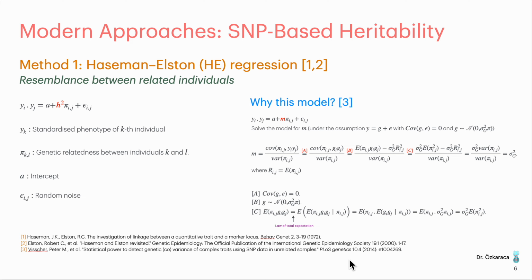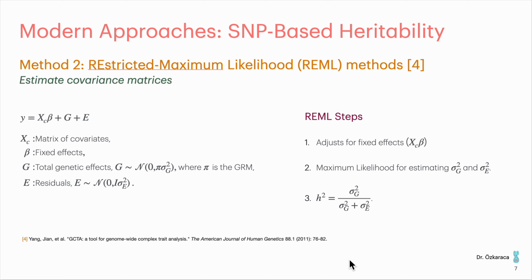Now let's move on to the next method. The second method is restricted maximum likelihood methods, or REML methods for short, and the concept is straightforward.